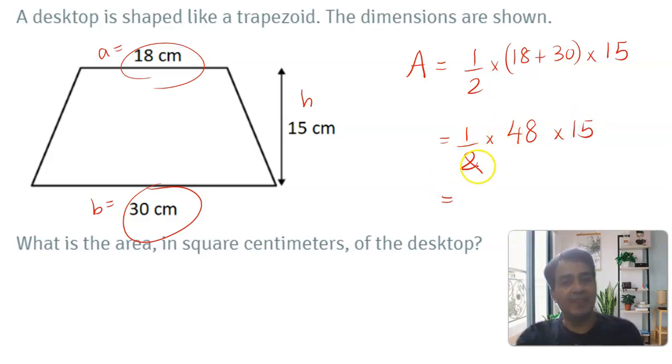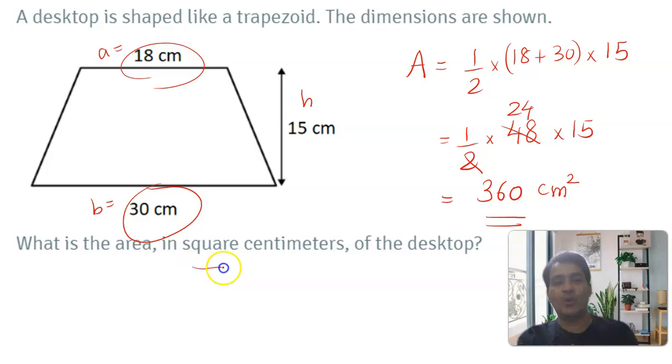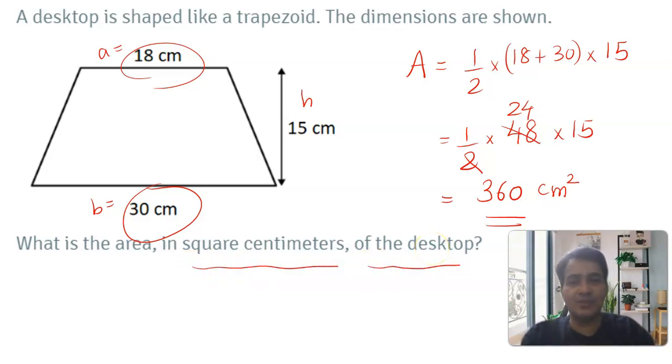Ideally, we first divide 48 by 2. So 2 times 24 is 48. And then we do 15 times 24. 15 times 24 will be 360. So the answer is 360 centimeter square. What is the area in square centimeters of the desktop? 360 centimeters square. So I hope it's clear how to find the area of a triangle, parallelogram and trapezoids.